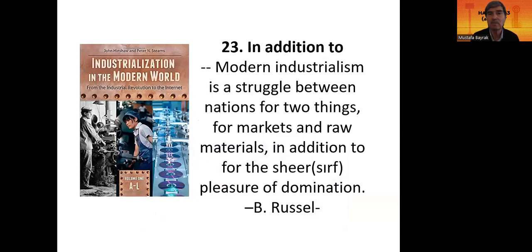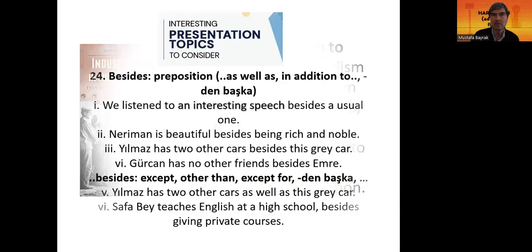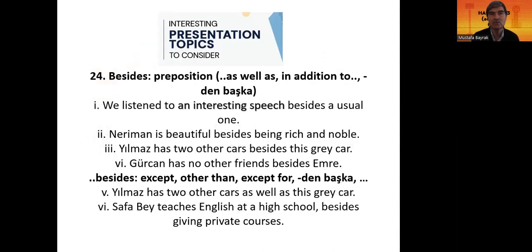Now, 23, in addition to. Bertrand Russell said this: modern industrialism is a struggle between nations for two things, for markets and raw materials, in addition to the sheer pleasure of domination. In addition to takes only a noun, or because it is a preposition, you can use verb-ing as well. In addition to doing something.